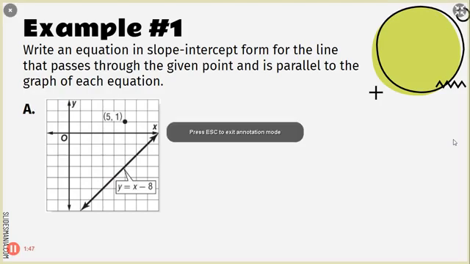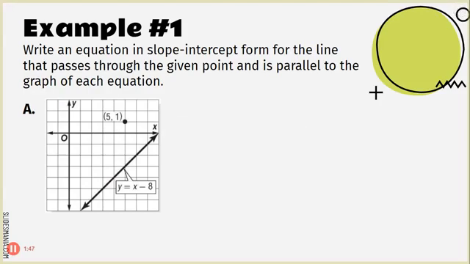All right, so here's our first example. We are going to write an equation in slope-intercept form for the line that passes through the given point and is parallel to the graph. The given point that they gave us was 5, 1. We can see that on the graph. So they want our line to go through 5, 1, so our given ordered pair is 5, 1.